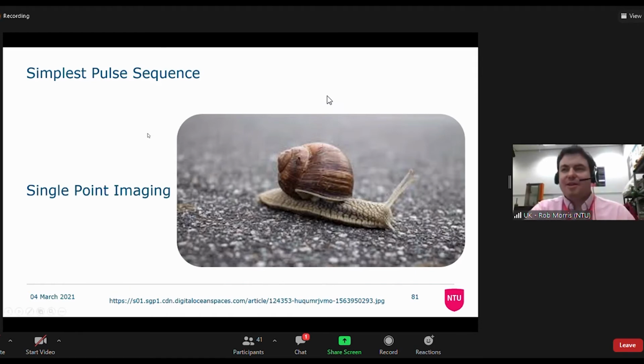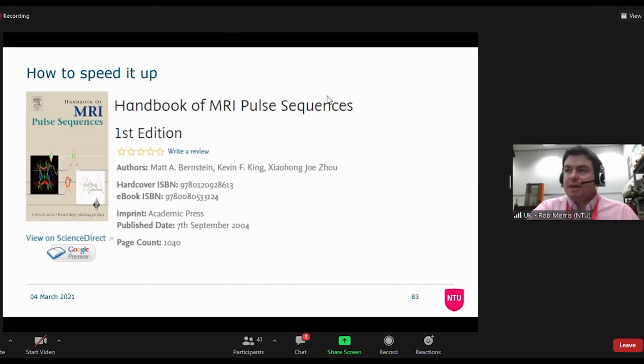Fortunately for us, with people at least, and things like pears and very wet things and things with very long T2s, we can do much better and we can collect things much more quickly. So this is a book. It's very good if anyone is interested in MRI. The reason I put it on there is because it has 1,040 pages, and this is a book of pulse sequences, and it's like 3 pages per pulse sequence. So that's how many there are.